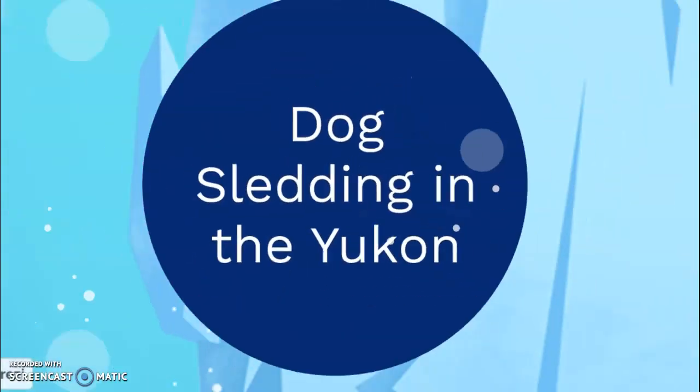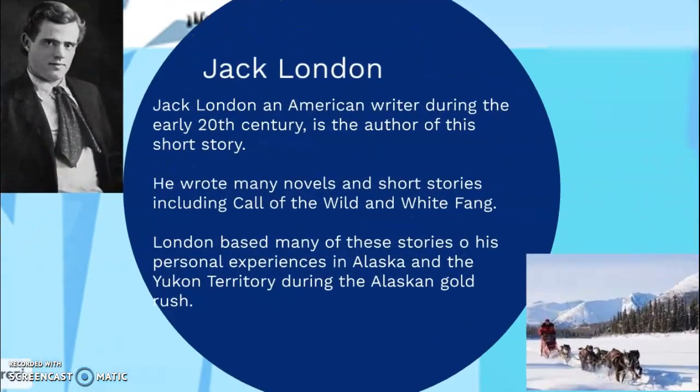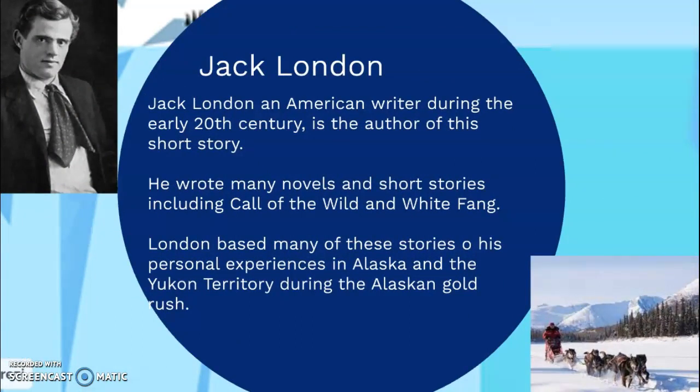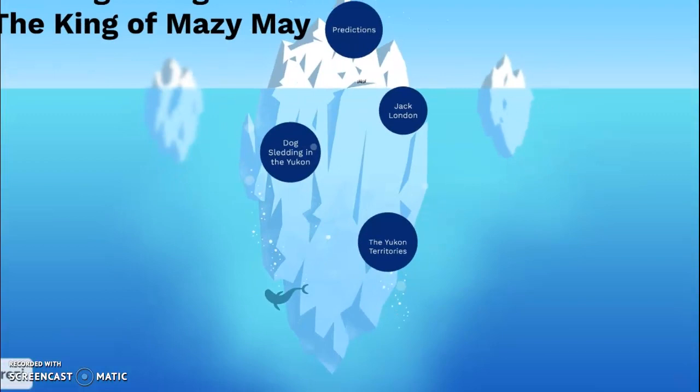Subsection 3, we are not playing the video, is Jack London. Okay, Jack London is actually the author of this story. He wrote many other novels such as Call of the Wild and White Fang. London based many of these stories on his own personal experiences in Alaska and the Yukon Territory during the Alaskan Gold Rush. Okay, this was based on what he already knew. That's subsection 3. Go ahead and write a question on the left-hand side after subsection 3.